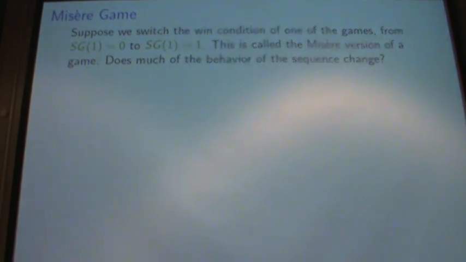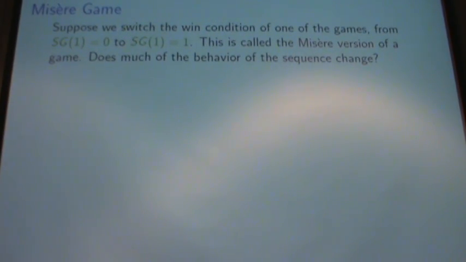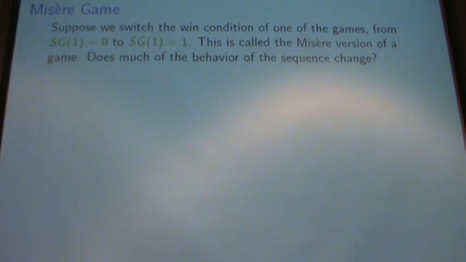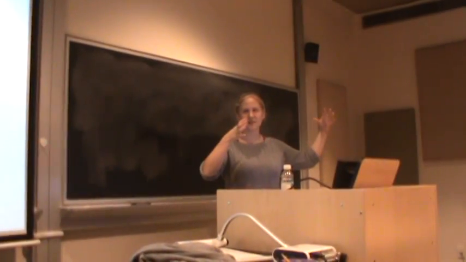So we're going to switch tacks a little bit at this point. We're going to talk about the Misere game. In general, you can talk about the Misere game for any combinatorial game. It really just means that we're going to switch the win condition. And so if you wanted to play the Misere version of tic-tac-toe, instead of trying to get 3 symbols in a row, you would be trying to avoid 3 symbols in a row.